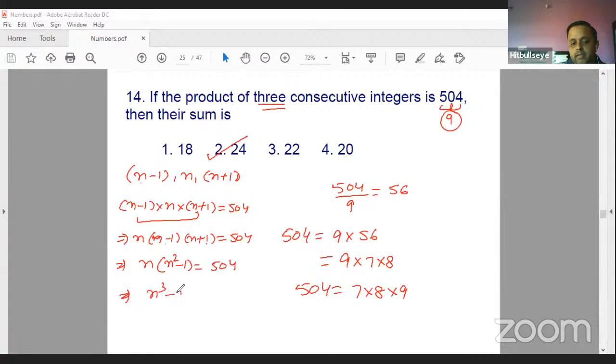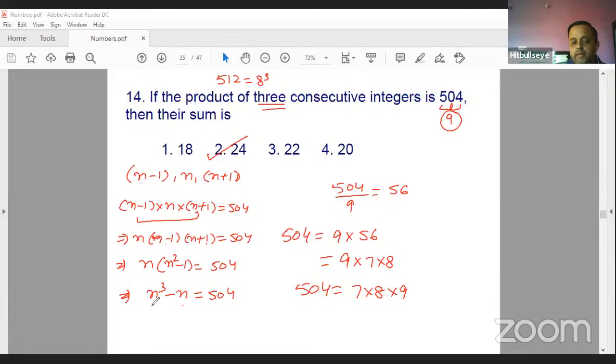so the product is n cube minus n. That means after taking the cube of a number, if you subtract that number from the cube, the result should be 504. So you need to think about a number which is a perfect cube close to 504. And if you know the cubes a little bit, you will find that 512 is the cube of 8.